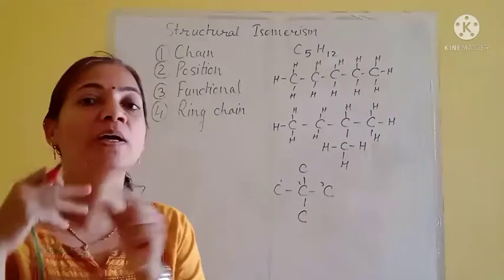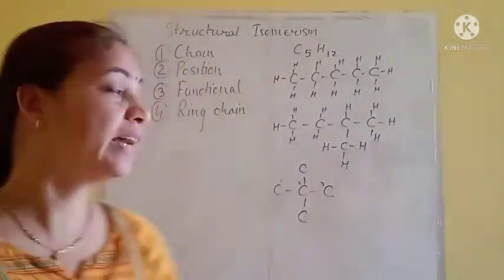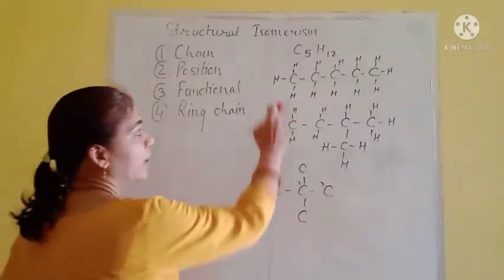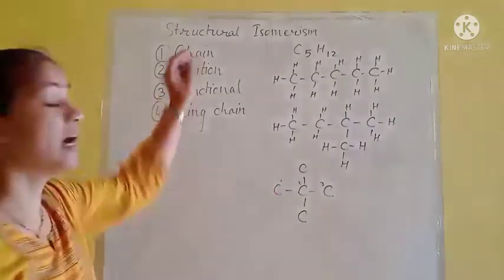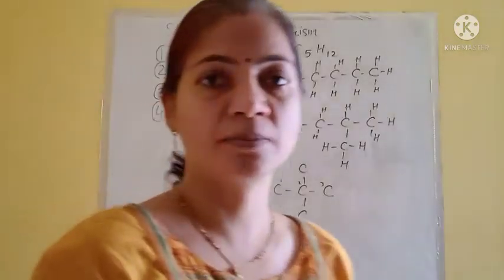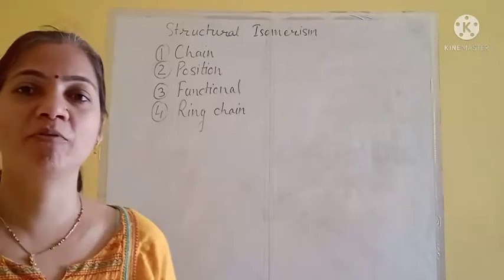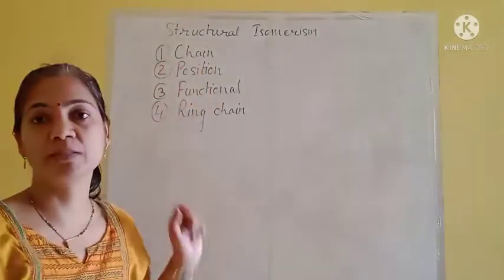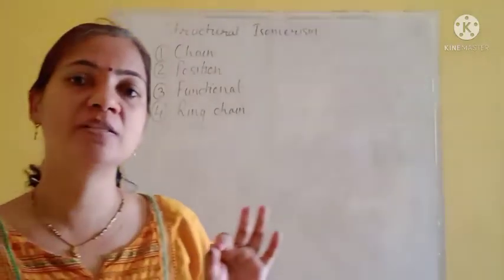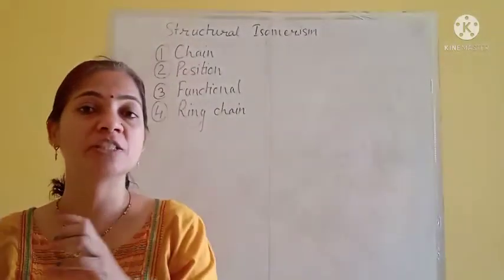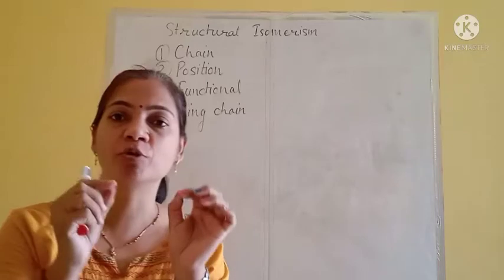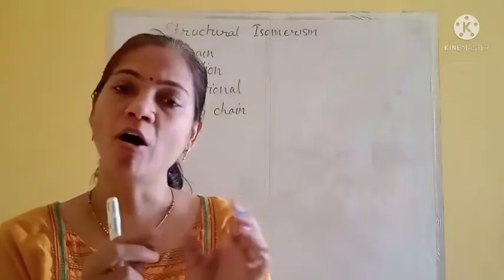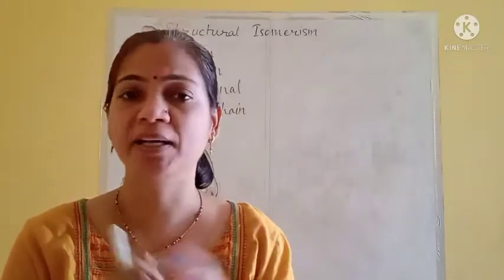You have put 2 methyl groups on the second carbon. So this is an isomer. All these types of isomers come under chain isomers. Coming to the second type of isomerism which we are going to discuss, position isomerism. Position isomers are the different isomers which you will get by changing the position of the functional group or double bond or triple bond, whatever is given.